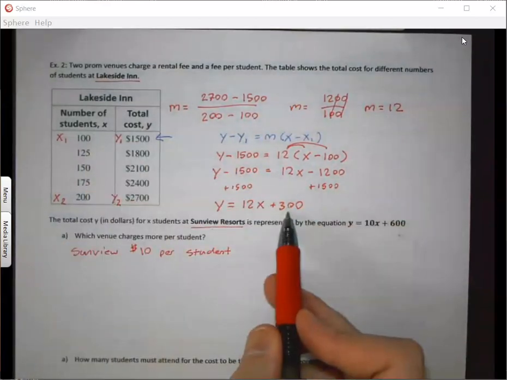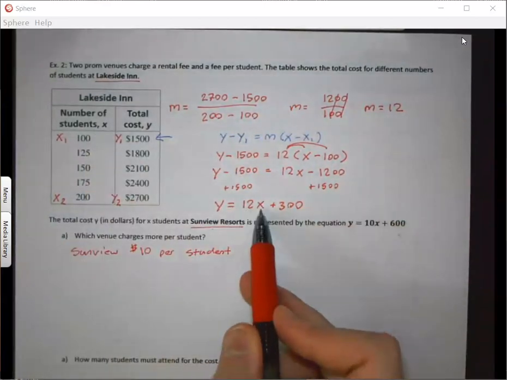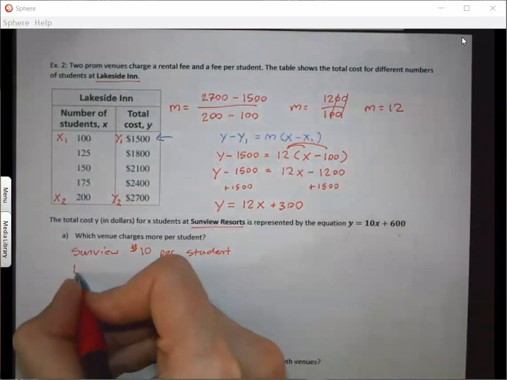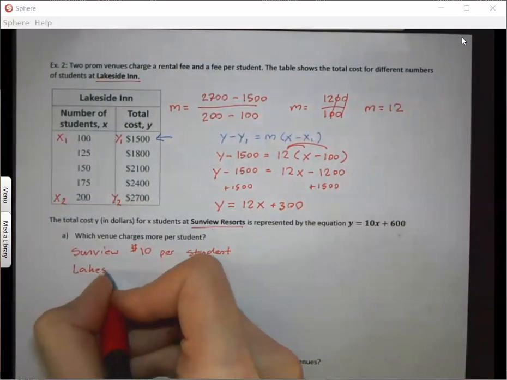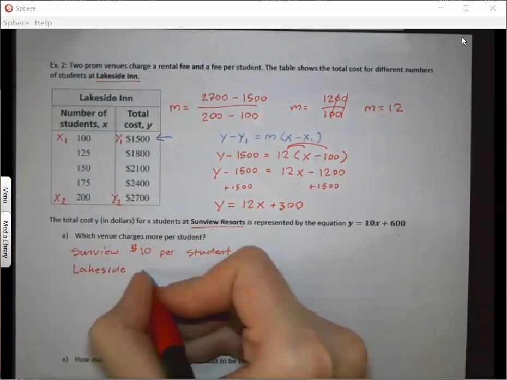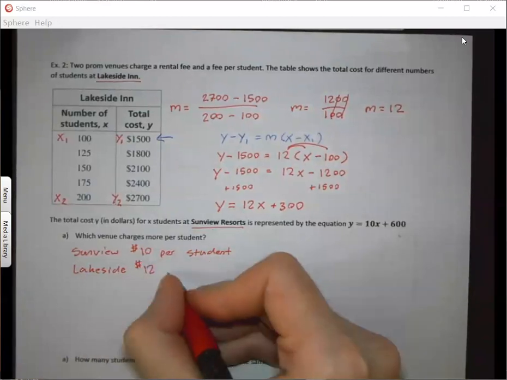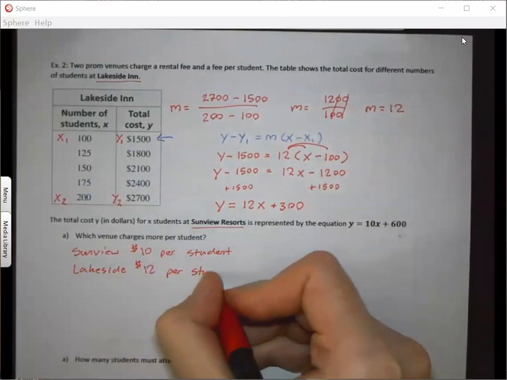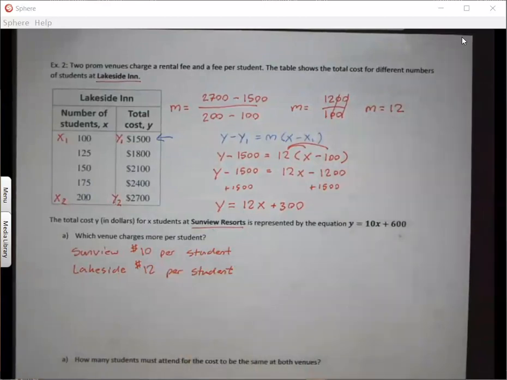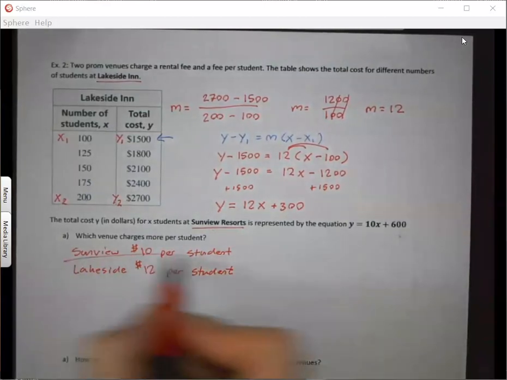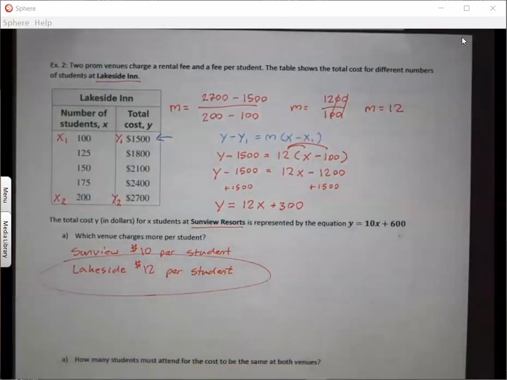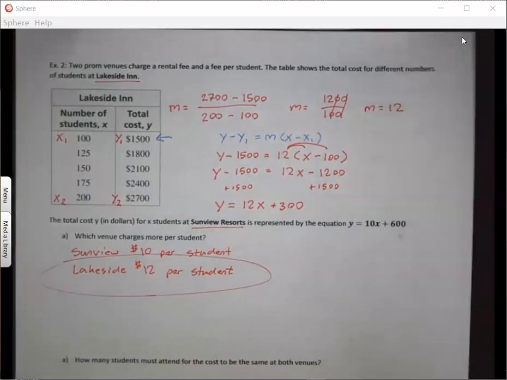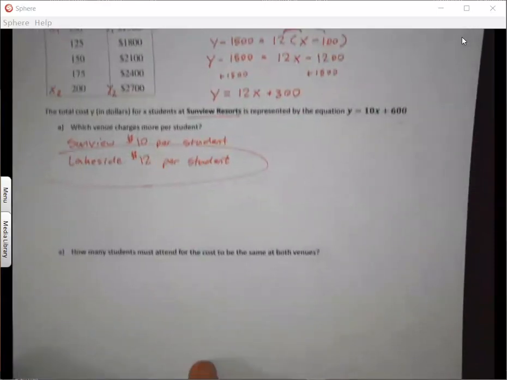The initial value is 300 and then 12 per student. So for Lakeside, $12 per student. So which venue charges more per student? Definitely Lakeside.